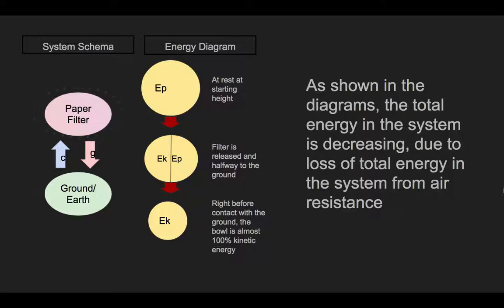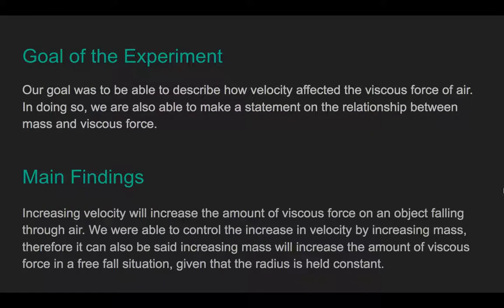As you can see right here, we have a system schema and energy diagrams. And as you can see in the energy diagrams, the energy of the system is being lost due to air resistance. So the goal of our experiment was to determine and describe how velocity affected the viscous force of air, and in doing so we were able to make a statement on the relationship between mass and viscous force.